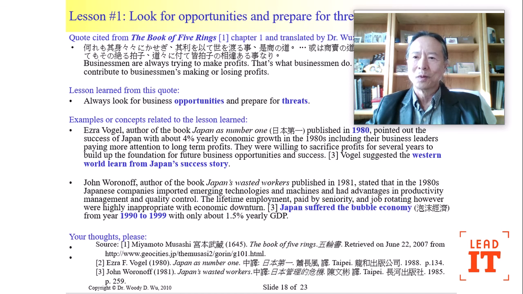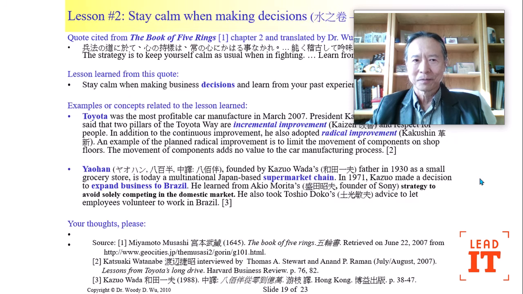Dr. Woody Wu would like to suggest a product life cycle. Be careful when you are too good. I think everybody would agree, once the stock market is too good, people are always going to say, hey, it's going to crash. And most likely it crashes.